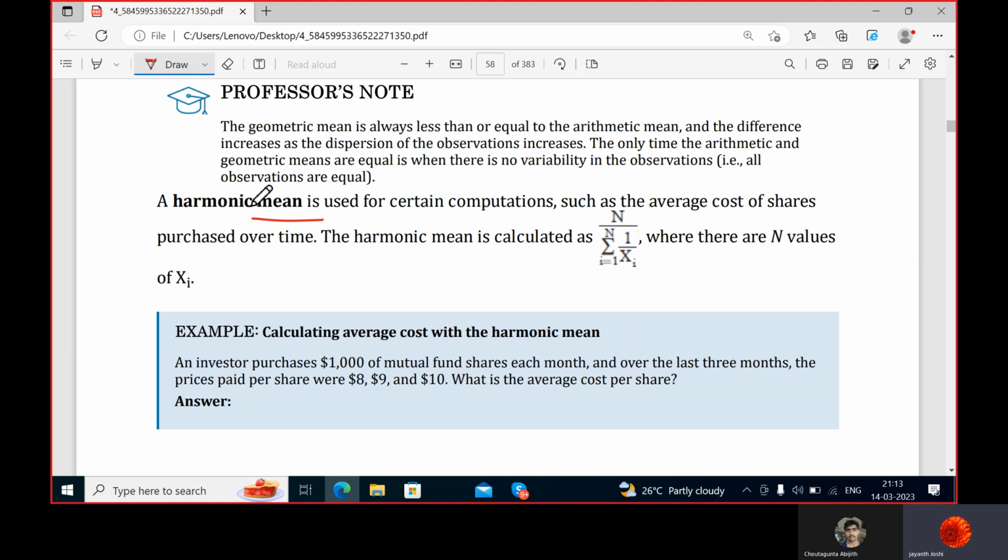So many folks are confused, so much stuff is loaded here, and why we use the harmonic mean. Let's say what the textbook version is. Harmonic mean is used for certain computations, such as the average cost of shares purchased over time. It doesn't give us a great idea about this. We are using the mean as well, correct? But again, why harmonic mean? Let's see the formula. It is n divided by the summation of 1 by xi, where there are n values of xi.